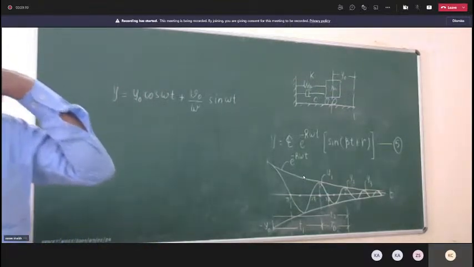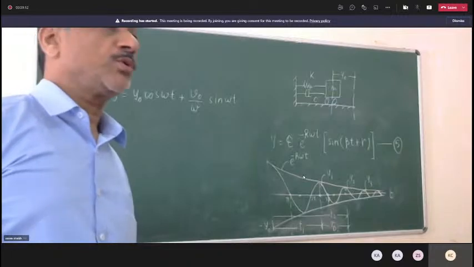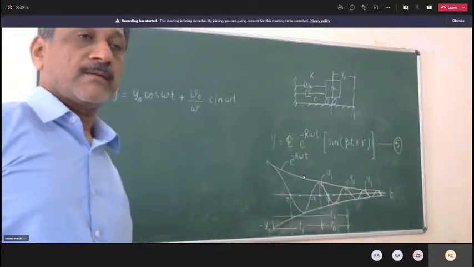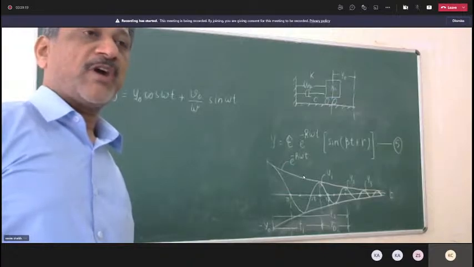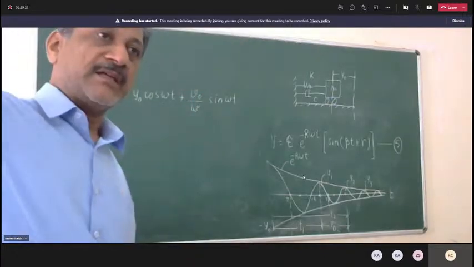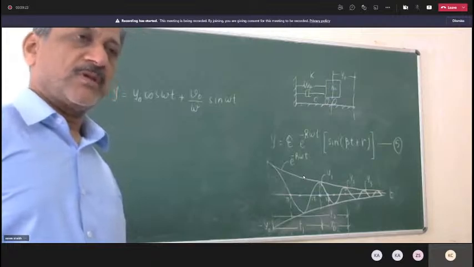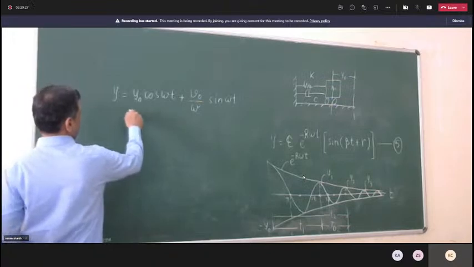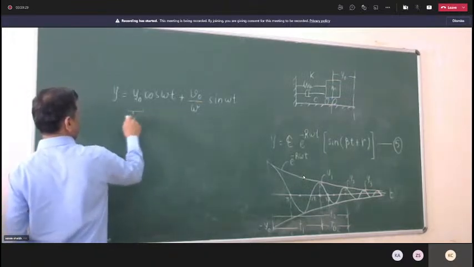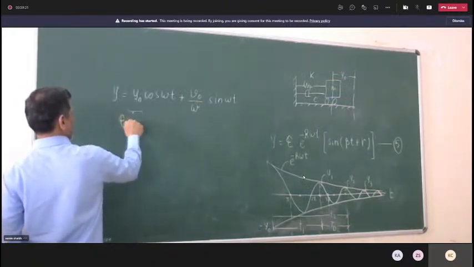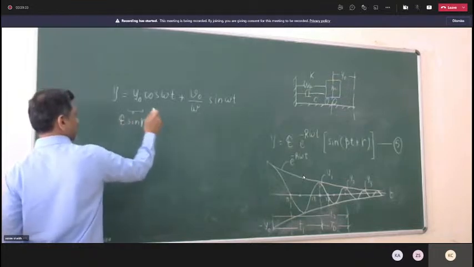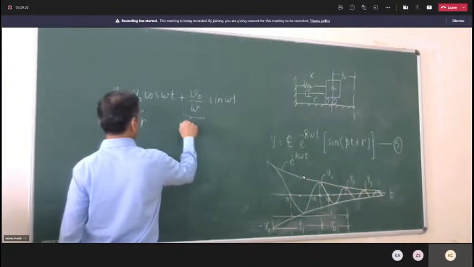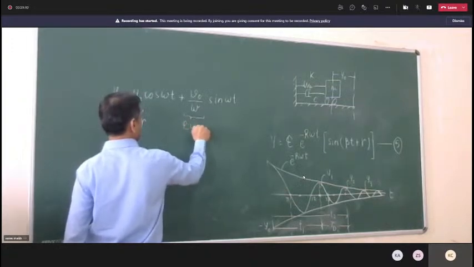Plotting this graph is again difficult because there are two trigonometric functions, cos theta and sin theta. So why have you plotted the graph like a sin theta? The reason is again the same simplification. You can assume this y0 is E sin gamma, and then v0 upon omega is E cos gamma.